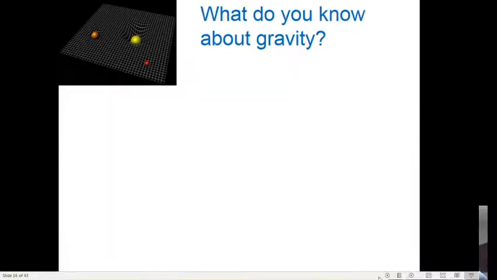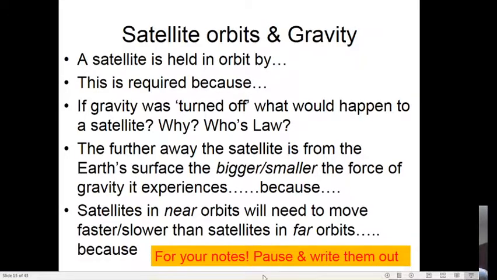Okay, so the satellite is held in orbit by gravity. This is required because, as we said, the object's moving in a circular motion. Circular motion, changing velocity is acceleration, acceleration is force. If gravity was turned off, not that you can, what would happen to the satellite? Well, as Isaac Newton said, it would continue in its state of rest or uniform motion. It would just move off in a straight line as the hammer does in athletics. When you let go of the hammer, it flies off. So when there's no force, the object continues in its state of uniform motion, as Isaac Newton said.